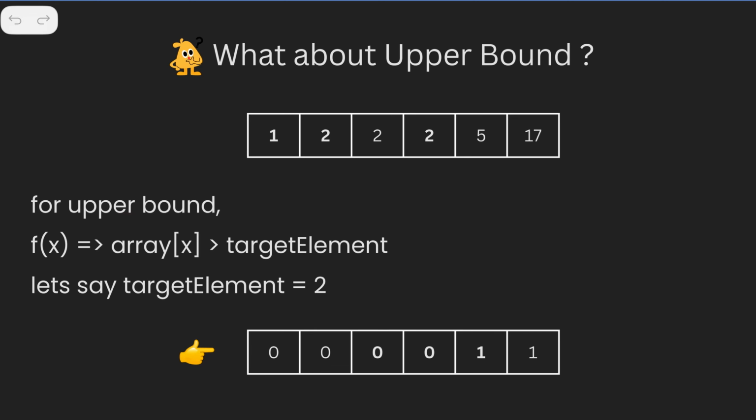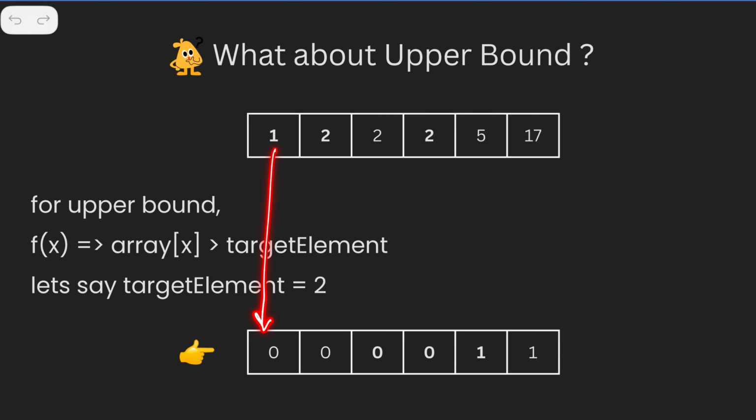Now let's say they are asking us to find the upper bound for element 2. Answer will be index 4, right? Upper bound is greater than 2, the very first index where value is strictly greater than 2. So again we are going to define f of x. By using this f of x, we are going to convert our input array into the array that we want. So f of x is going to be: element at x position which is strictly greater than target element. This is our f of x.